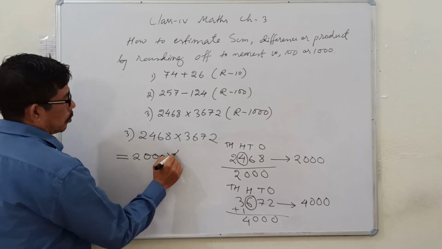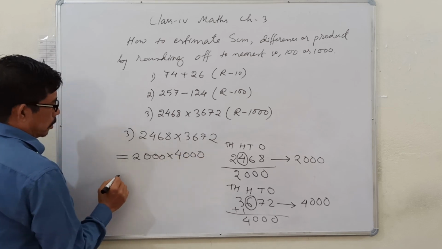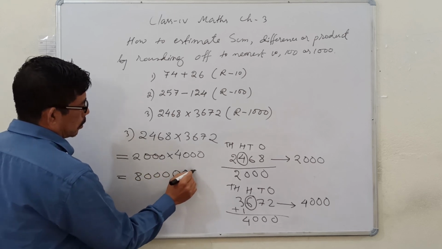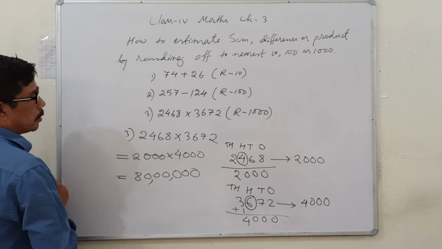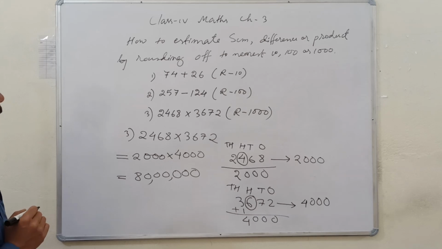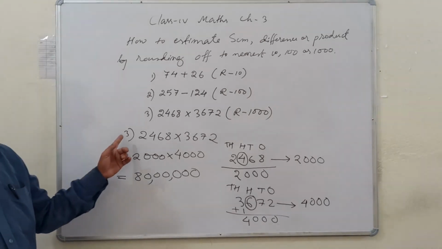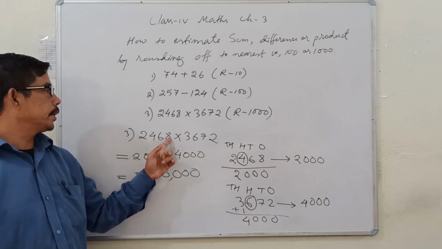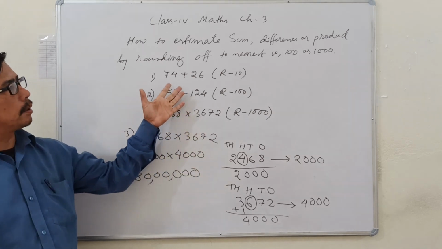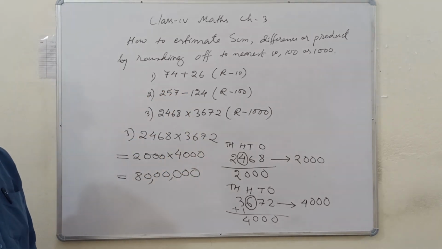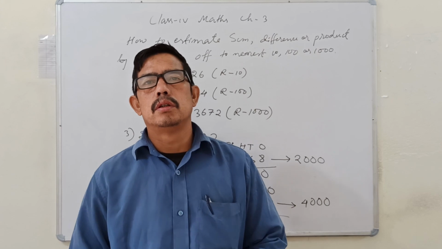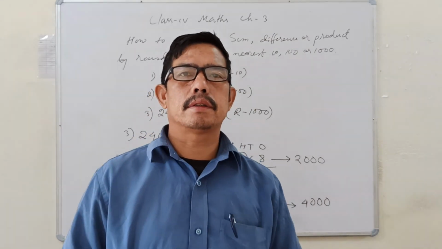So the estimated product of the two numbers is 2000 into 4000, that is 80 lakh, the estimated product of 2468 and 3672. So this is the process of how to find the sum, difference or product of two numbers by rounding off to nearest 10, 100 and 1000.